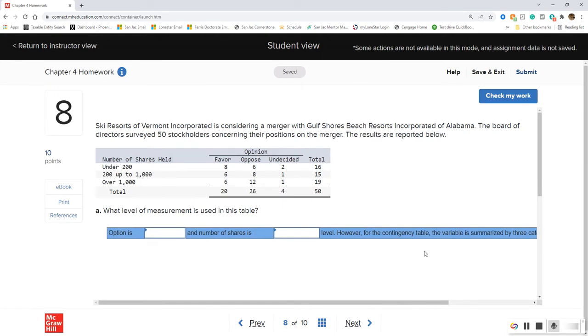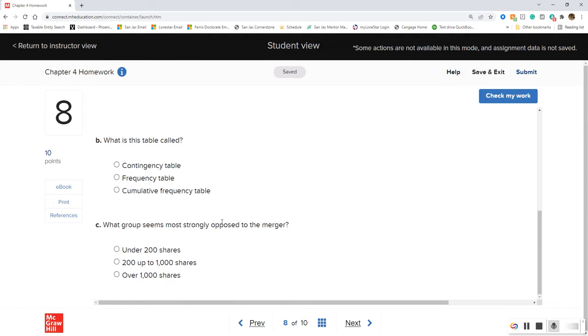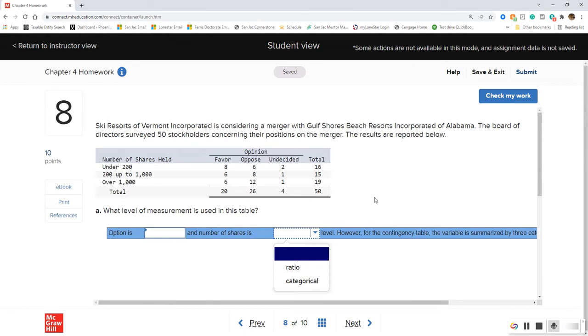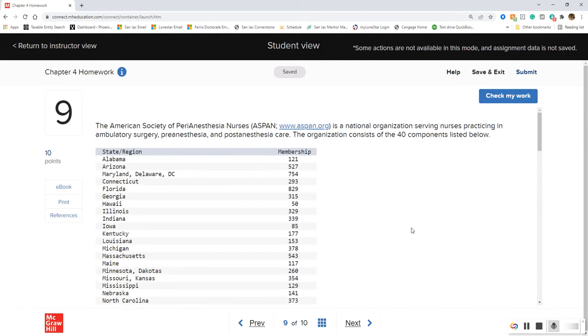Alright, question 8. I'm not going to typically go over question 8, because again, this looks like a simple question asking you if it's ordinal or numeric, ratio or categorical, and then what this table is called, and what group seems to strongly oppose the merger. So that's basically reading that, and since it's all multiple choice, I'm not typically going to go over that. Alright, so question 9 though.